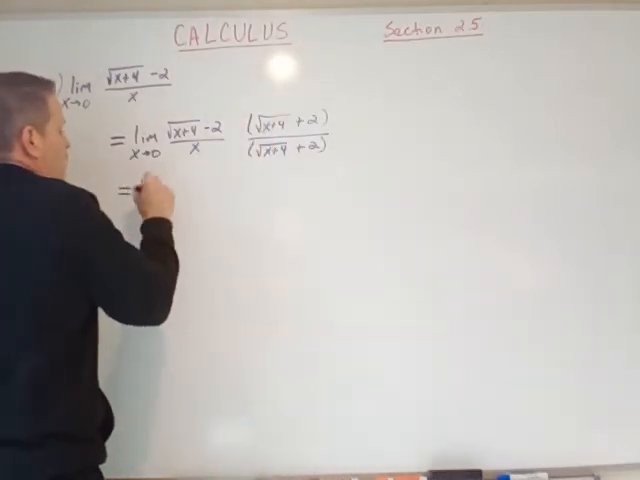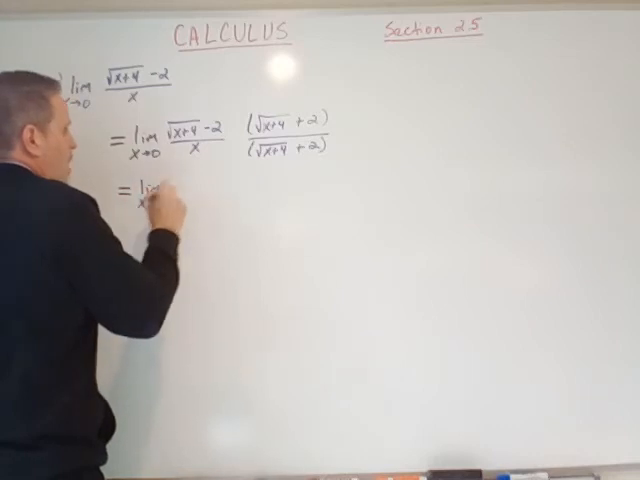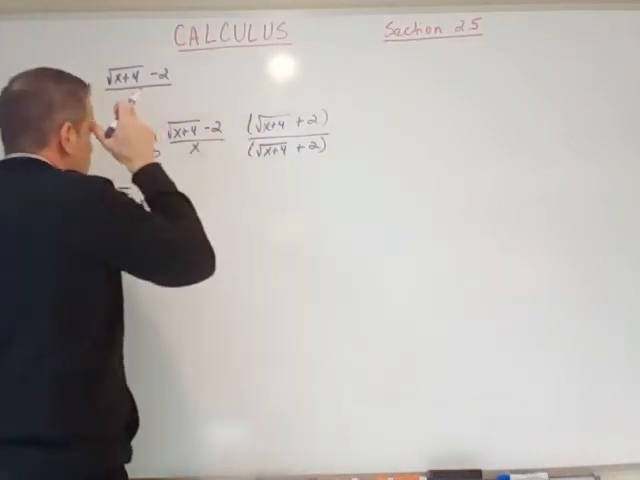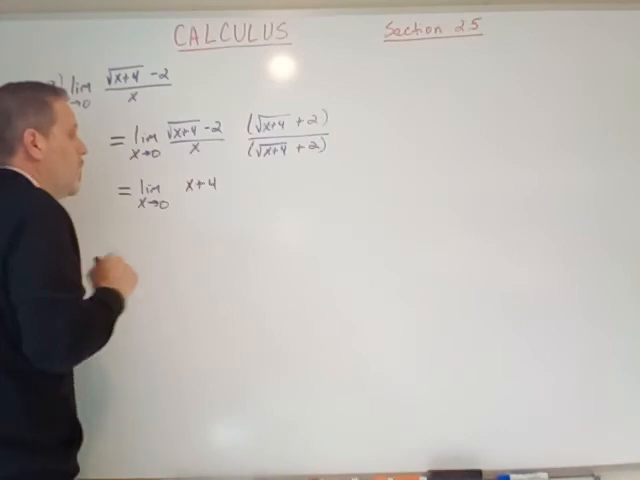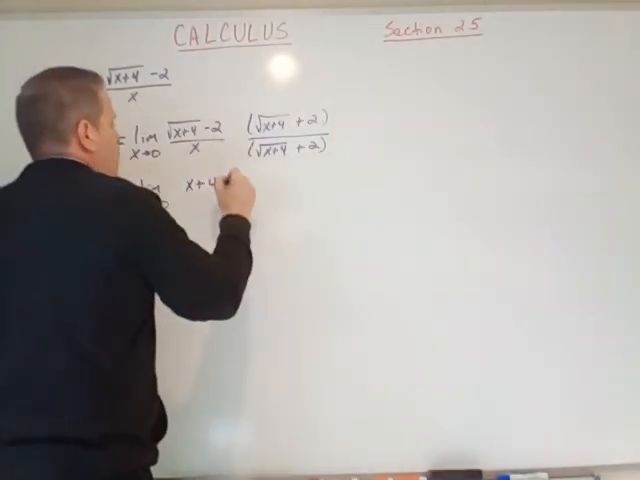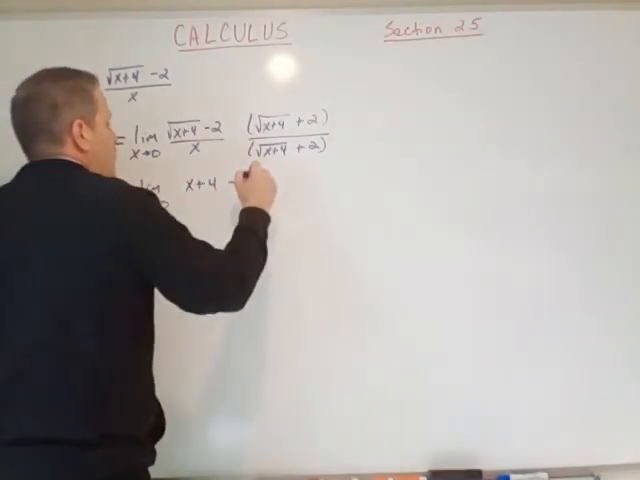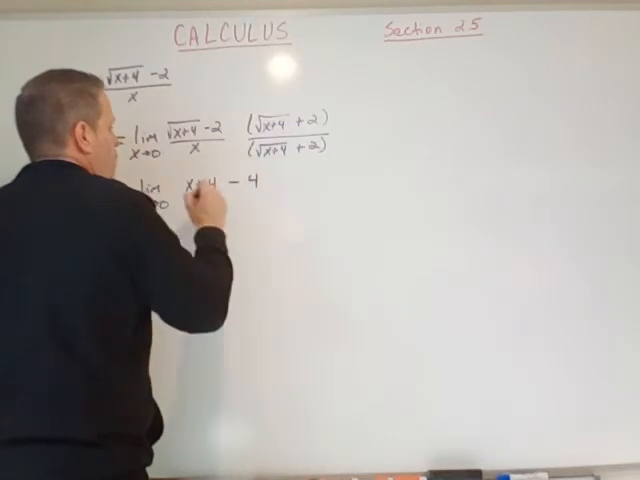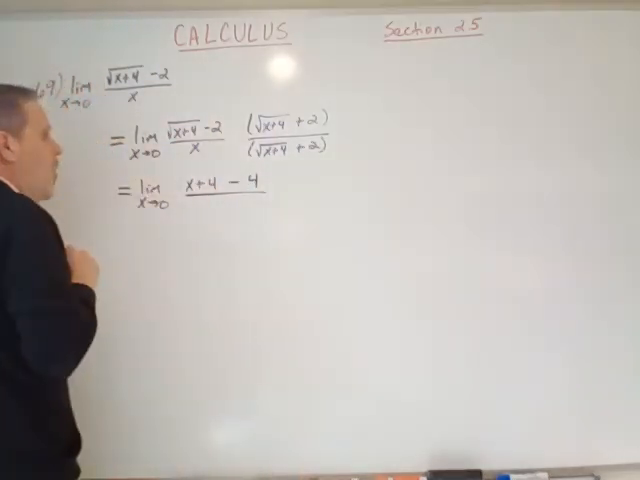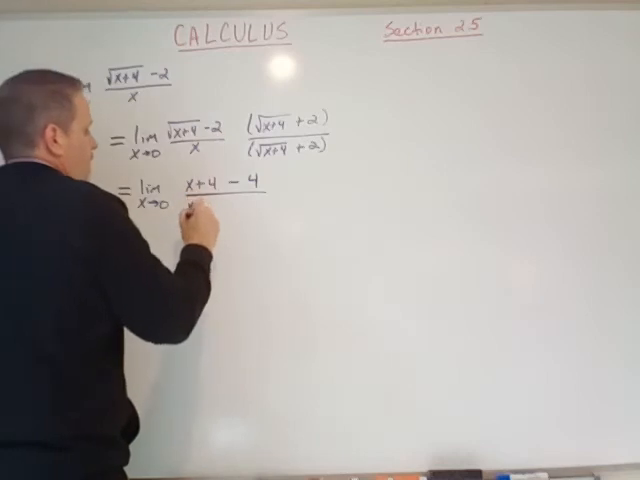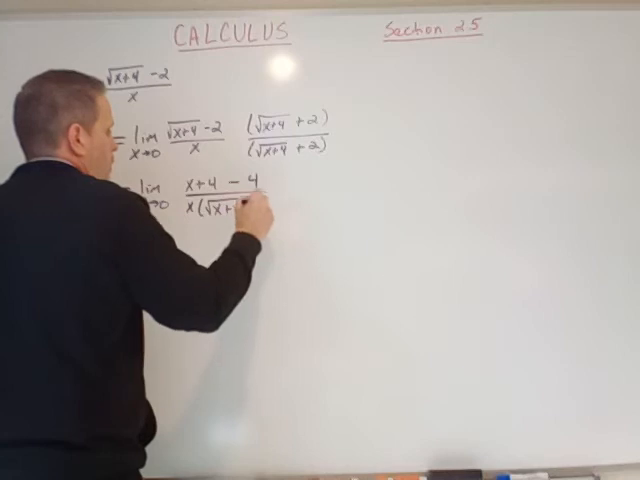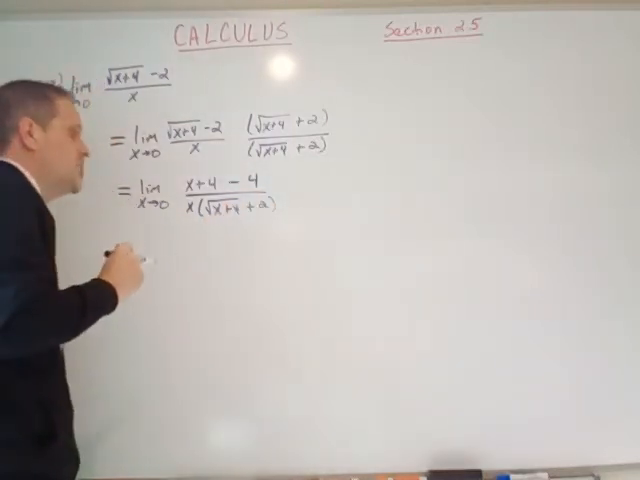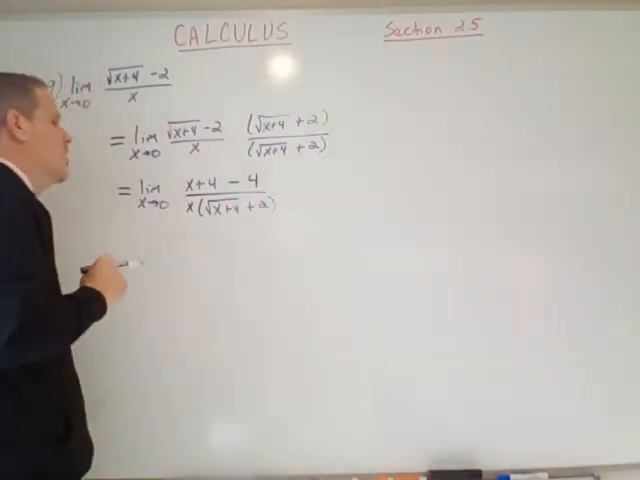So, conjugates, we've got a minus b, and we are multiplying by a plus b. Conjugates will give us a squared, which is going to be then x plus 4, minus the b squared, which is going to be minus 2 times 2, so minus 4. And we're dividing all of that by x times that quantity, the square root of x plus 4, plus 2. In other words, that conjugate of the numerator that we started with.